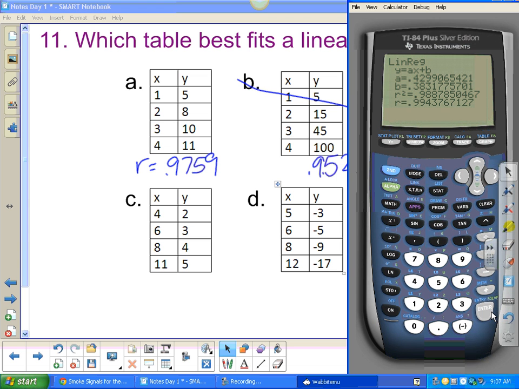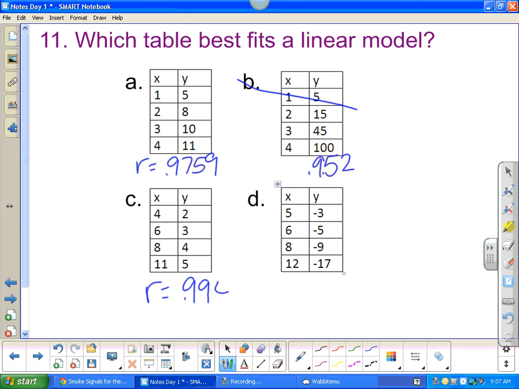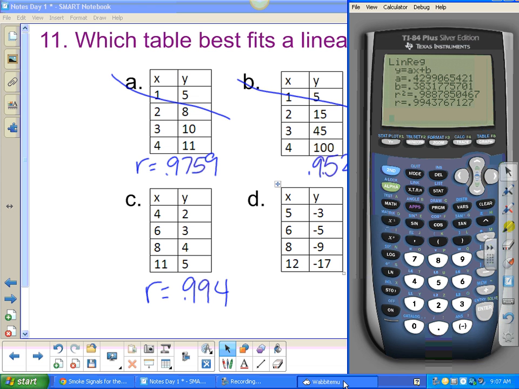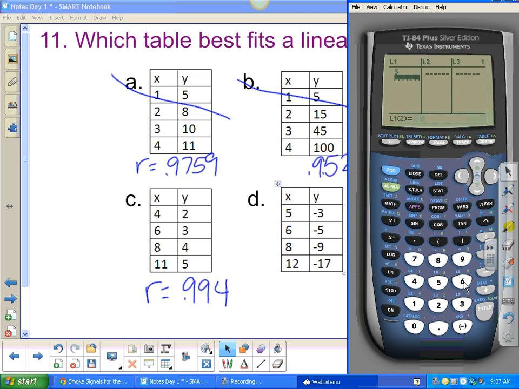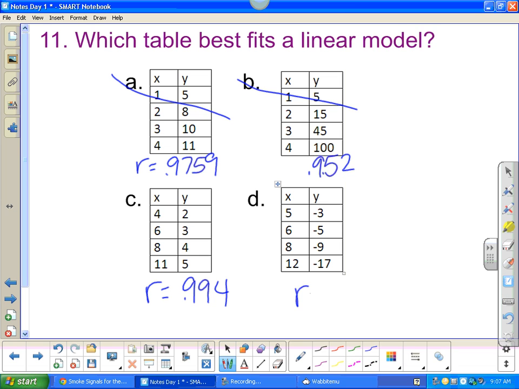And his R value is 0.994. So who's winning now? The answer is C. So A is out. I thought A was going to win. All right, let's test this last one. 5, 6, 8, 12, -3, -5, -9, and -17. Oh, look at that. His R is a perfect -1.